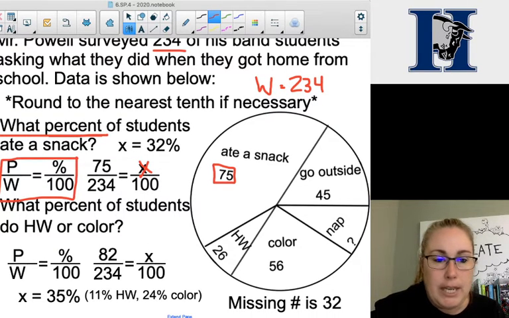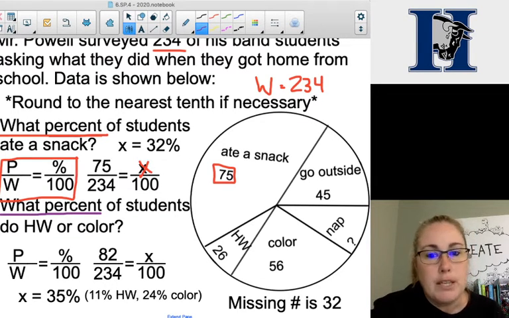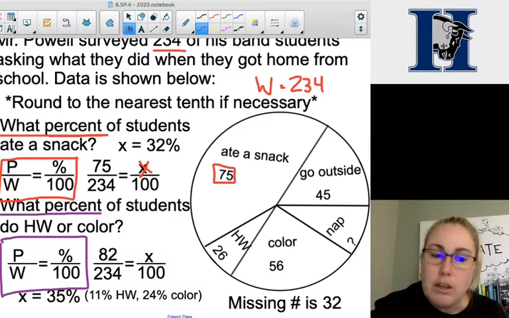Next one on this page, what percent of students do homework or color? So it's asking what percent. We have data in our circle graph about actual numbers and not percent. So guess what? We need our special formula, boys and girls. And it's part over whole equals percent over 100.